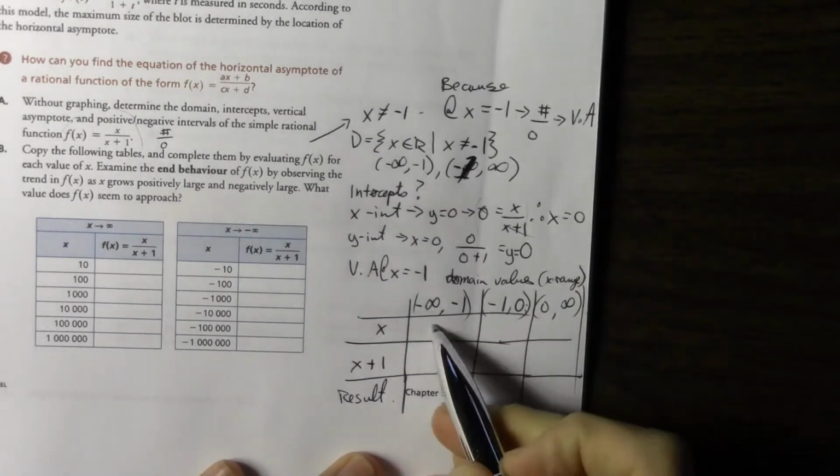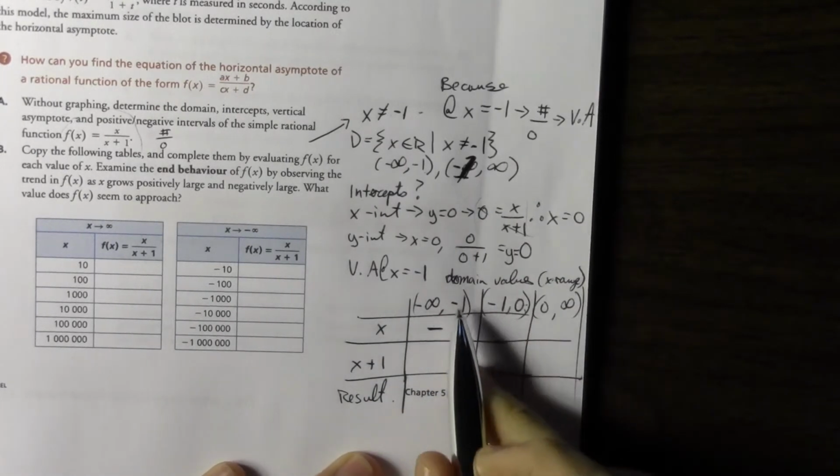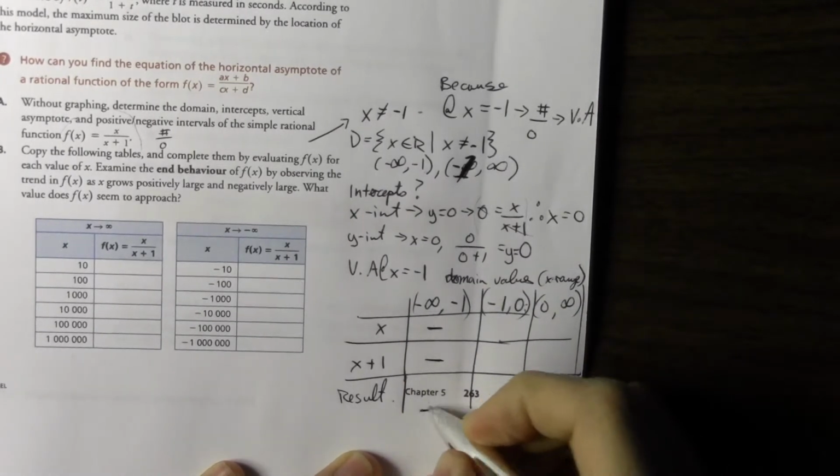So now we can sub in a value for x. This is going to be negative, any value for x. If x is less than negative 1, this is also going to be negative. So our result is positive.